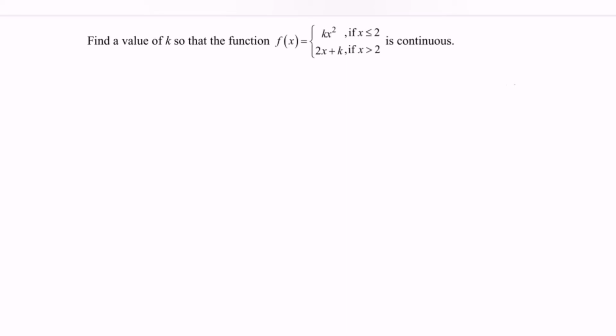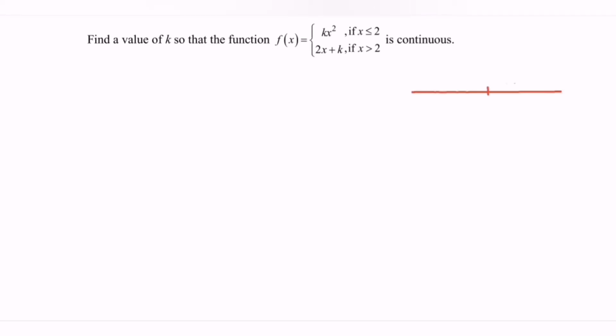Hello everyone, in this video I'm going to discuss the topic differentiation. Find a value of k so that the function f(x), which is a piecewise function, is continuous. Before we further our discussion, let us illustrate the function on a number line.